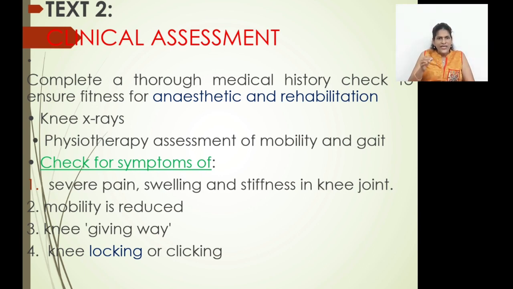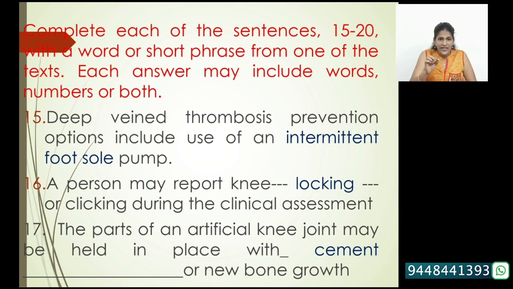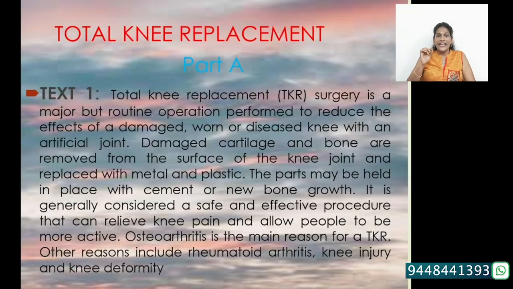What's the last question? The parts of an artificial knee joint. The parts, now they are talking about part. Something particular they are about. The parts of an artificial knee joint may be held in place with the dash. Okay? They are asking with the dash. You should find out in the, we see this is knee procedure is over, right? So maybe in the text A, you can see there. In the text A, you can see something. Yeah, they are talking there. They are saying that the parts may be held in place with cement or bone growth.